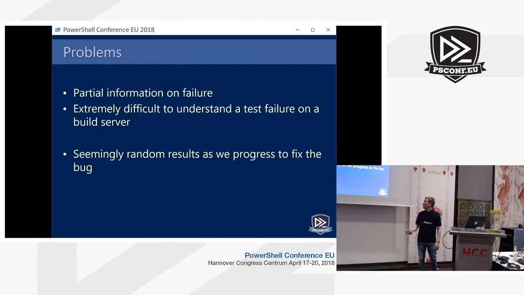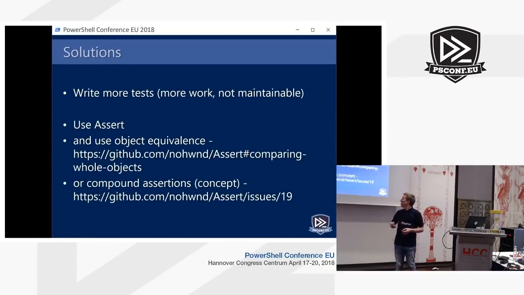So we get seemingly random results as we progress to fix a bug. And the solution to that: write more tests. Well, that's just too much work, and it's not very maintainable, because if I go to the object and add another property, then I won't be testing it because I didn't remember to go back to my tests and update them. So that really sucks.